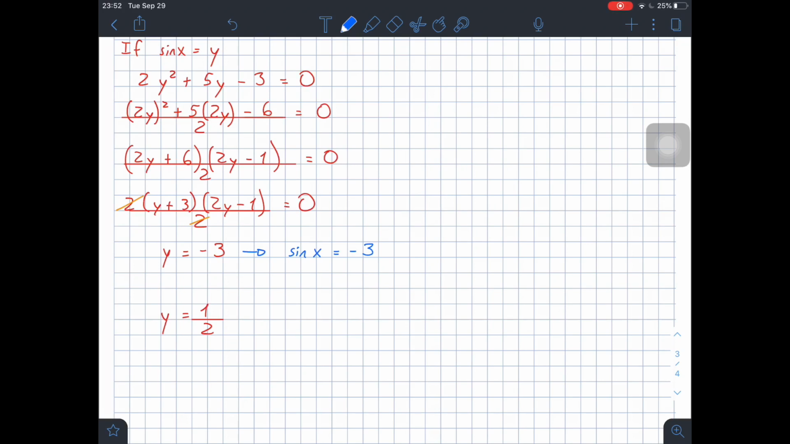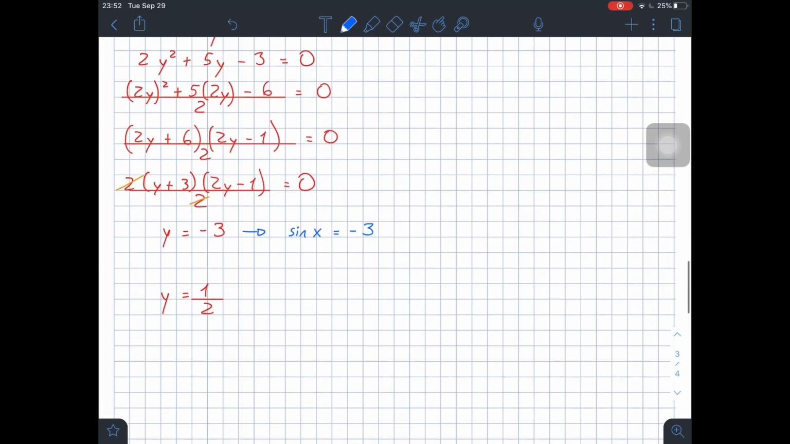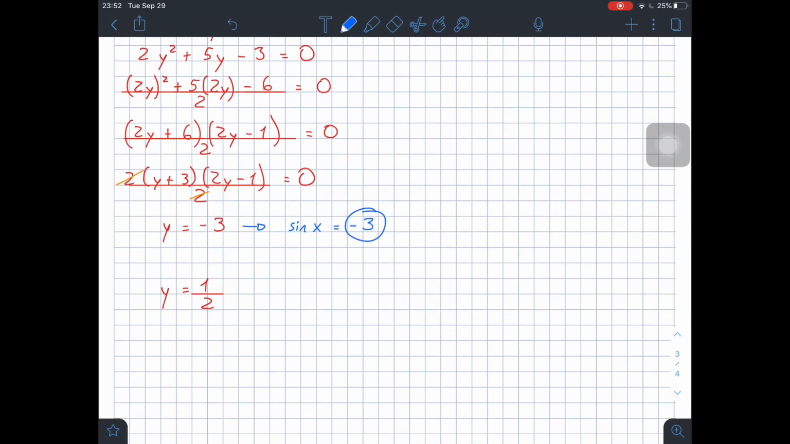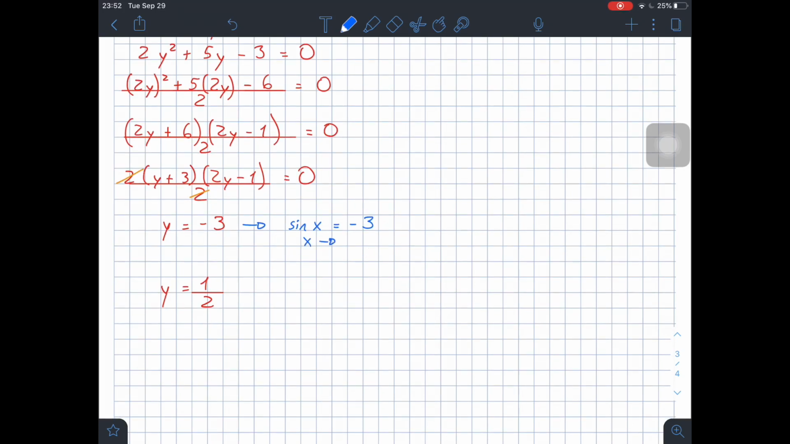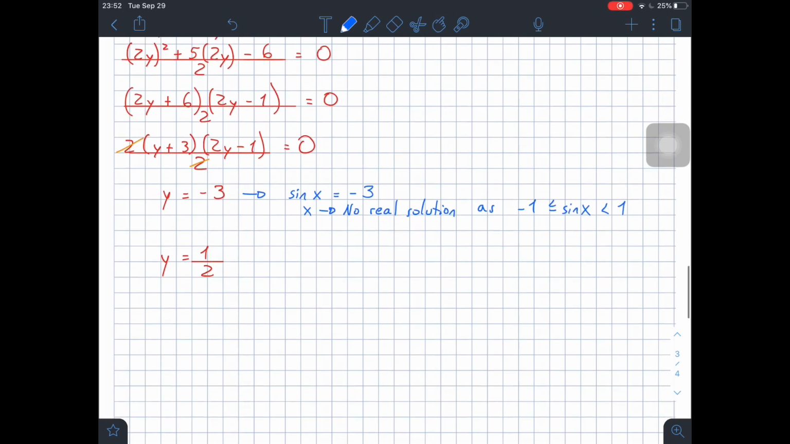But I'm telling you now in order to be able to solve this. Since sine of x cannot be less than negative 1 nor greater than 1, it means that for this particular equation, we do not have any solution, right? So we're going to say that x has no real solution for this part, as sine is always a value in between negative 1 and 1. Okay, that's the reason we cannot find an answer there.